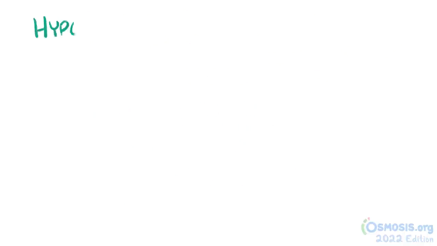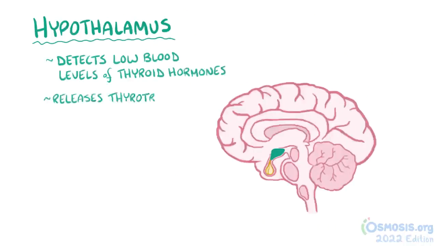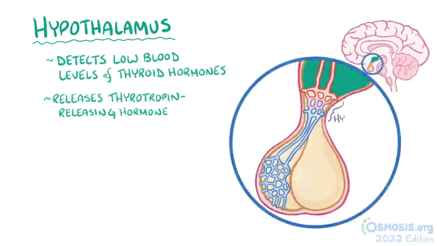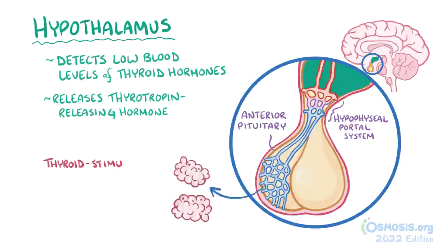Now, normally the hypothalamus, which is located at the base of the brain, detects low blood levels of thyroid hormones and releases thyrotropin-releasing hormone into the hypophyseal portal system, which is a network of capillaries linking the hypothalamus to the anterior pituitary. The anterior pituitary then releases thyroid-stimulating hormone, also called thyrotropin, or just TSH.